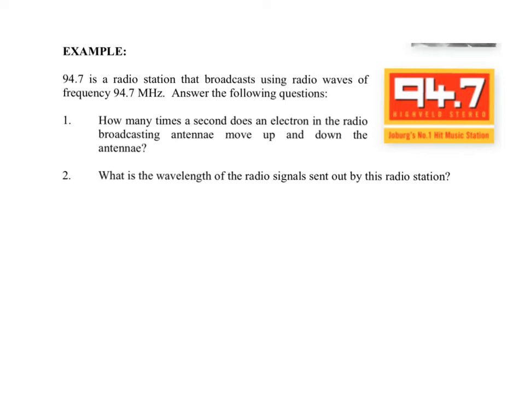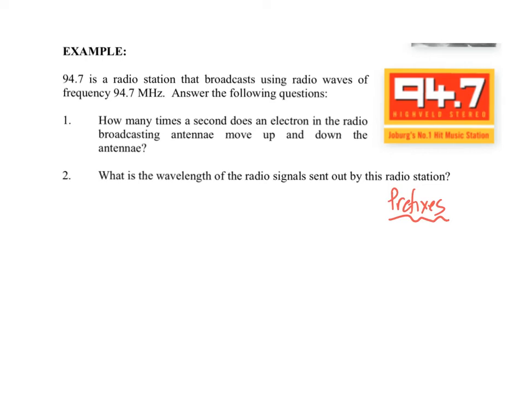Up in Johannesburg there is a radio station that they call 94.7 Highveld Stereo. Down here we have 94.5 KFM. Now the 94.7 uses radio waves of a frequency of 94.7 megahertz. Now it's really important to remember what the prefixes in physics mean.